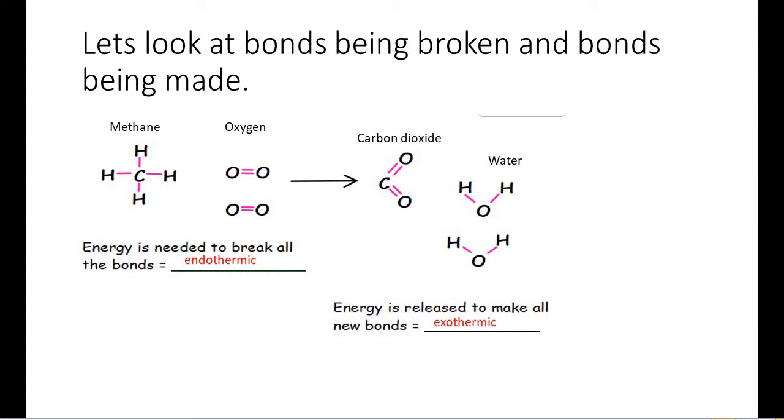Now the energy needed to break bonds is endothermic. You have to put energy in. The energy released making the new bonds is exothermic. It releases energy, so the heat energy is given out.